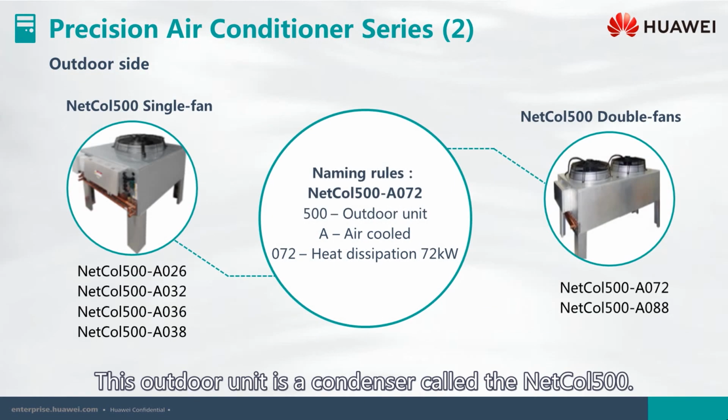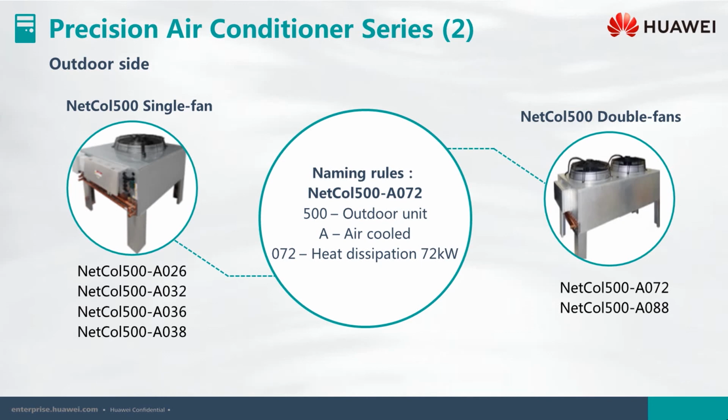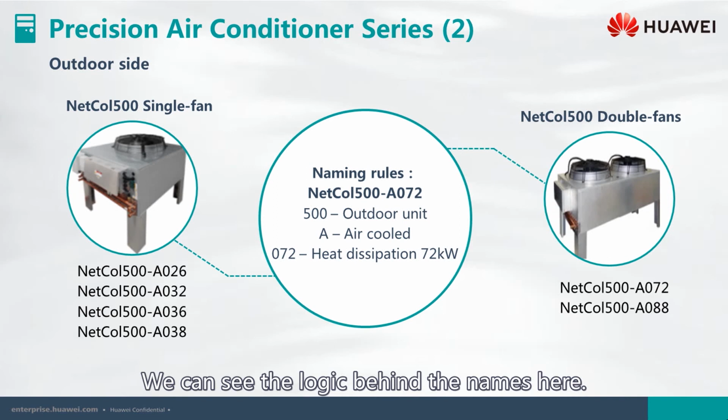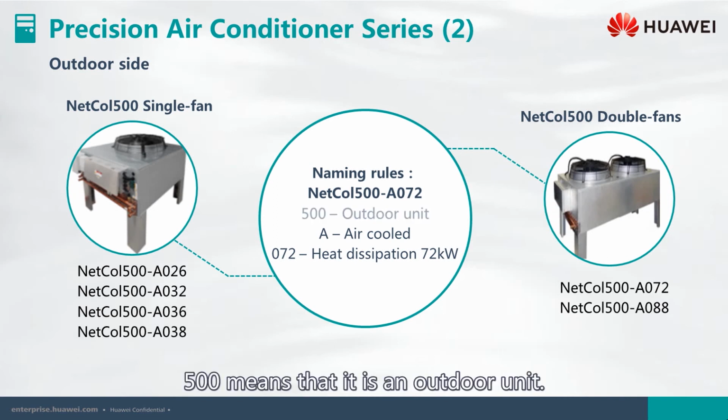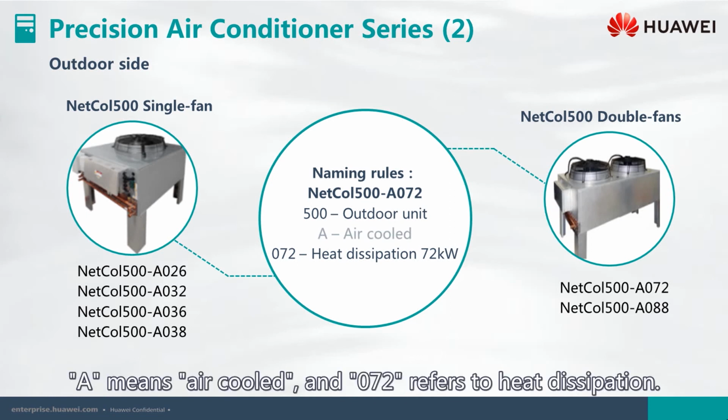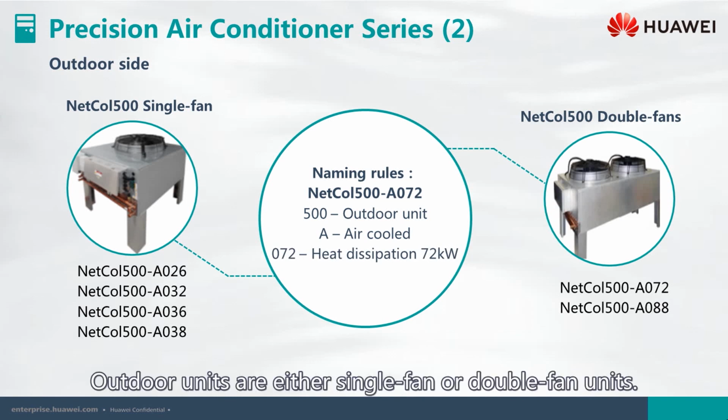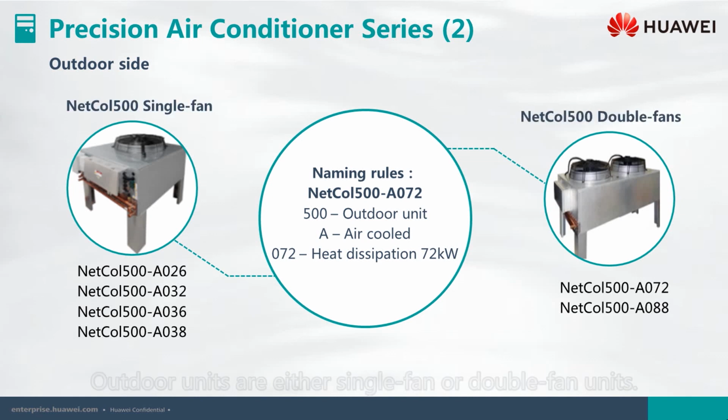This outdoor unit is a condenser called Netco 500. We can see the logic behind the names here. 500 means that it is an outdoor unit type. A means air-cooled, and 072 refers to heat dissipation. Outdoor units are either single-fan or double-fan units.